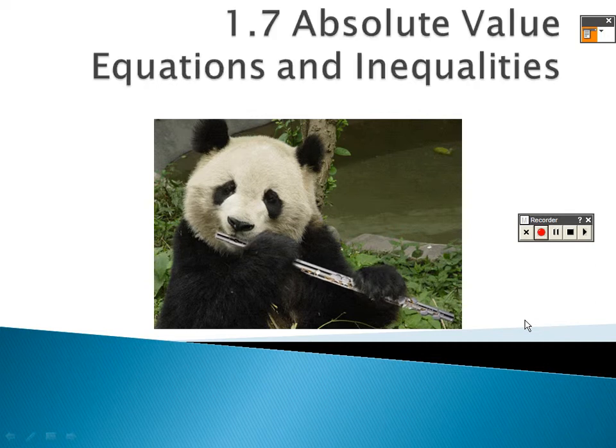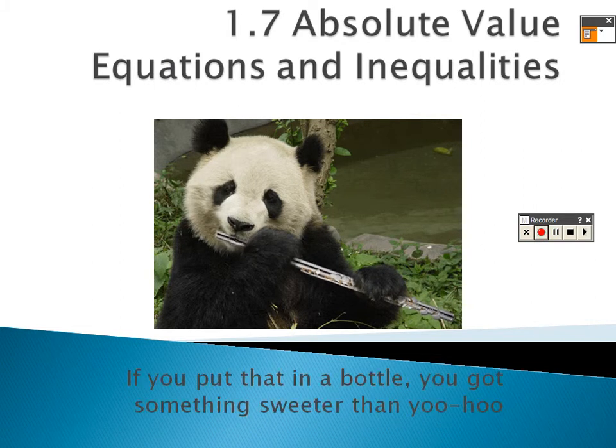Alrighty, we are on the last section. 1.7 absolute value equations and inequalities.